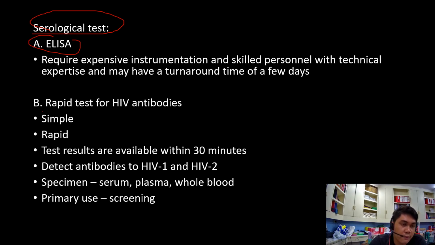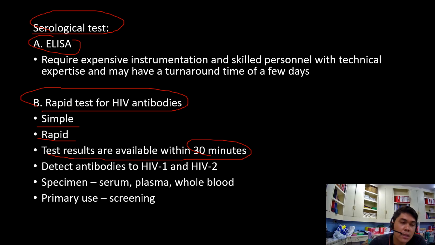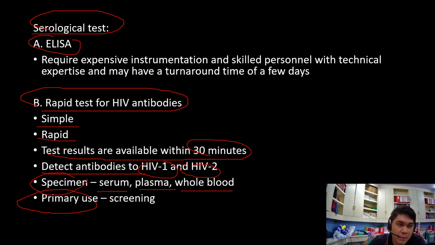The next is you have rapid tests for HIV antibodies. This uses a testing kit, so it's simple. Rapid test results are available within 30 minutes. It detects antibodies to HIV-1 and HIV-2, and the specimens acceptable for rapid test for HIV antibodies are serum, plasma, and whole blood. The primary use of the rapid test for HIV antibodies is for screening.